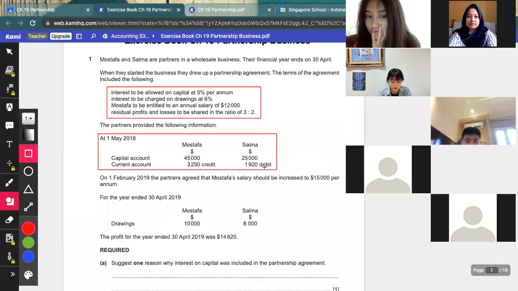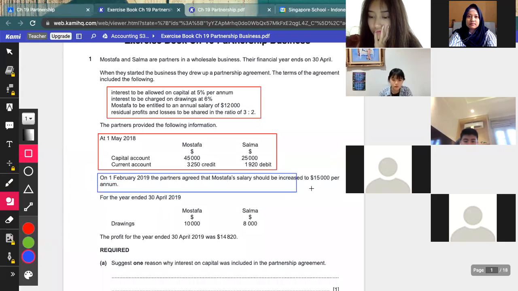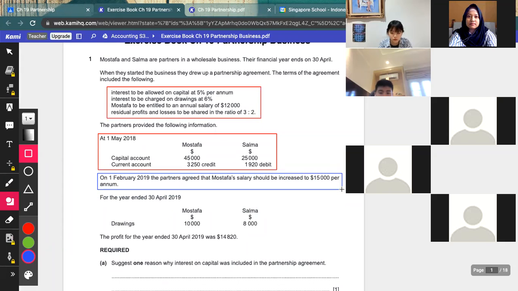Next, on 1 February 2019, the partners agreed that Mustafa's salary should be increased to 15,000 per annum. Now this one is escalating in terms of difficulty. Read very carefully. 1 February 2019. Mustafa previously was entitled to a salary of 12,000 per annum. But on 1 February 2019, the amount of salary has changed. So it means this 12,000 per annum will not be received by Mustafa entirely. Think about that.